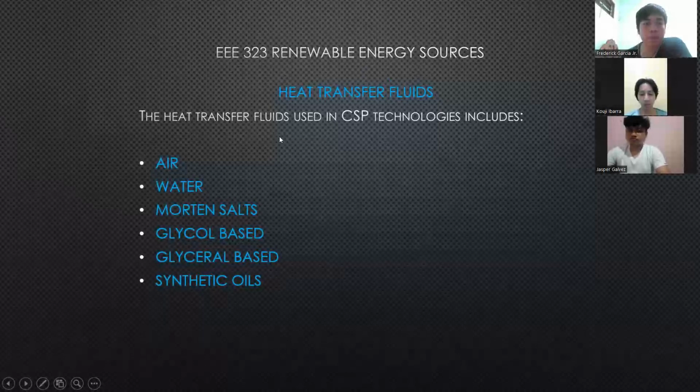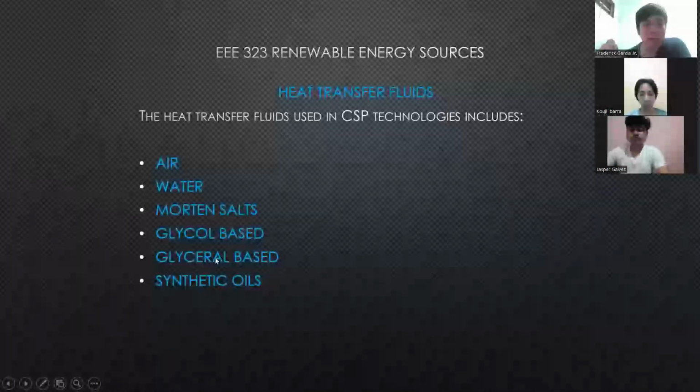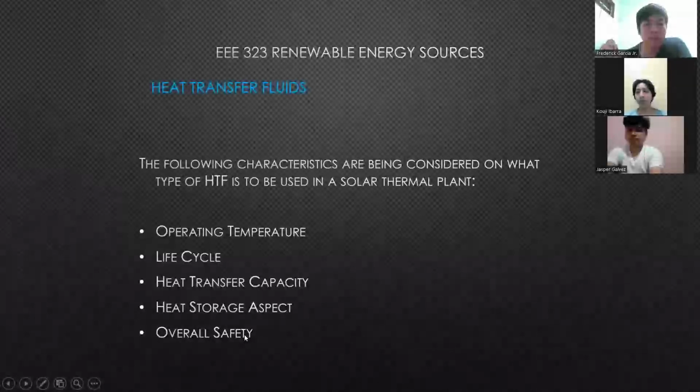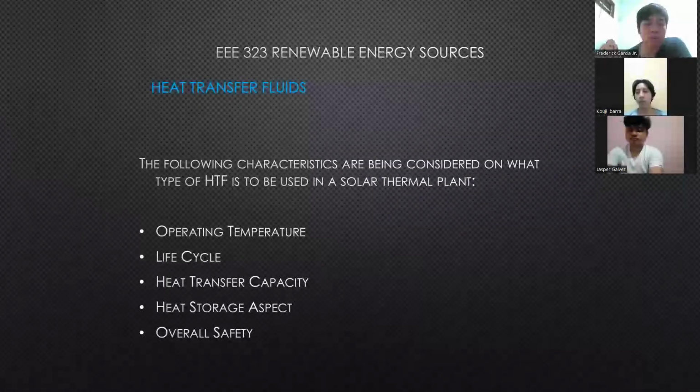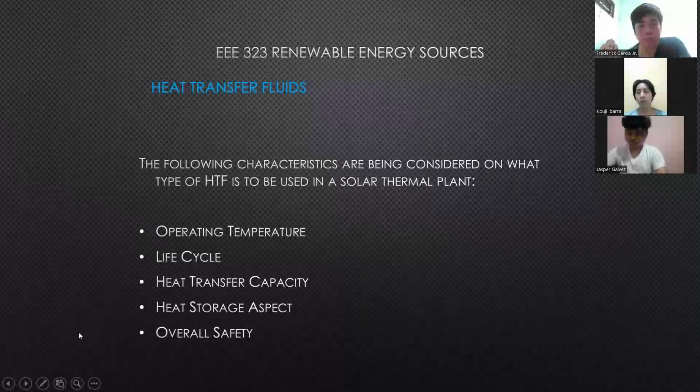The heat transfer fluids used in CSP technologies include air, water, molten salts, what we saw before in the figure or the diagrams that we explained, glycol-based, glycerol-based, and synthetic oils. The following characteristics are considered in deciding what type of HTF is to be used in a solar thermal plant: the operating temperature, the life cycle, the heat transfer capacity, the heat storage aspect, and the overall safety.